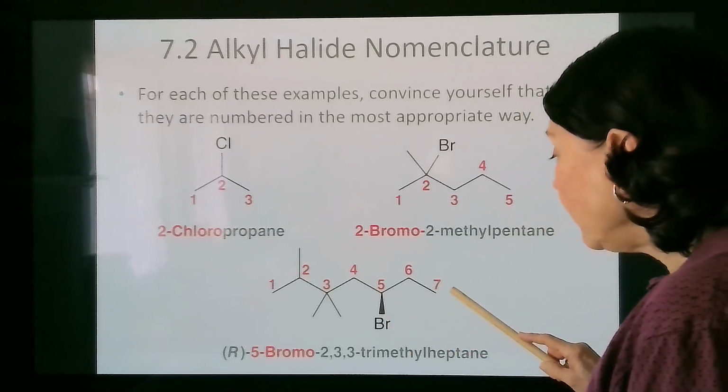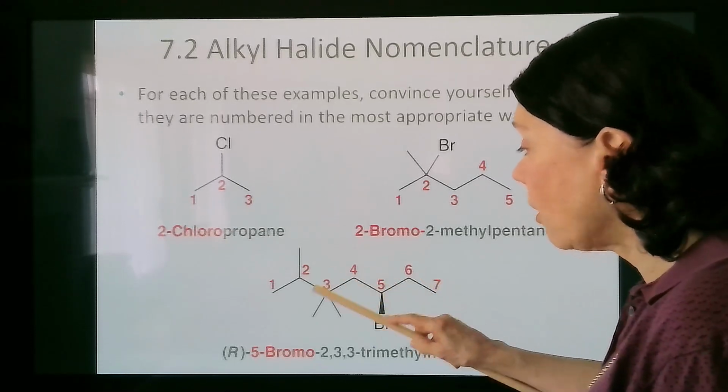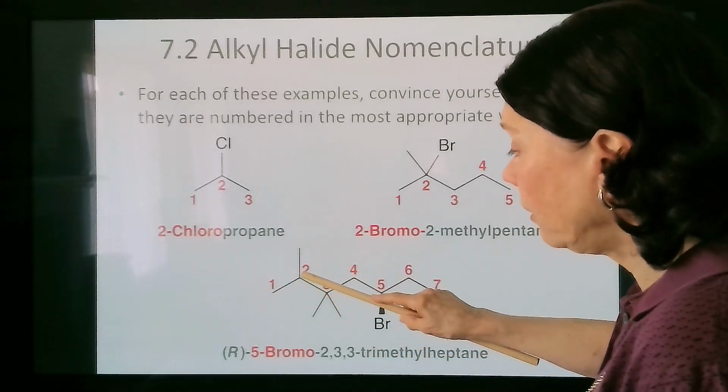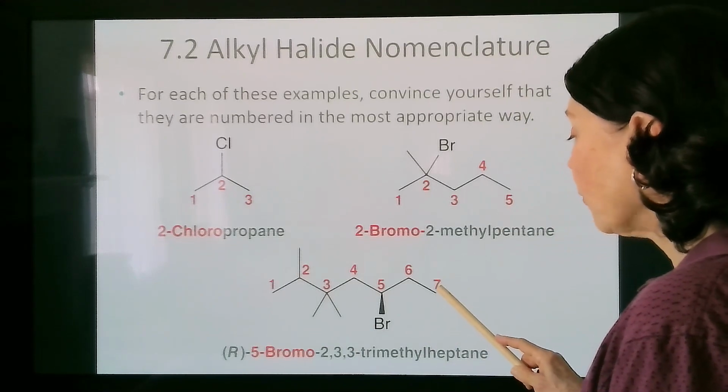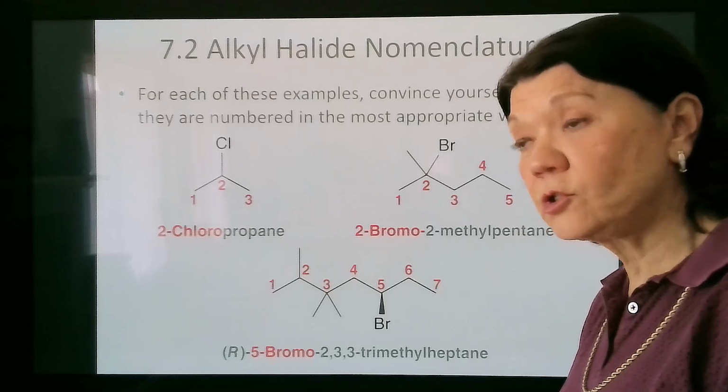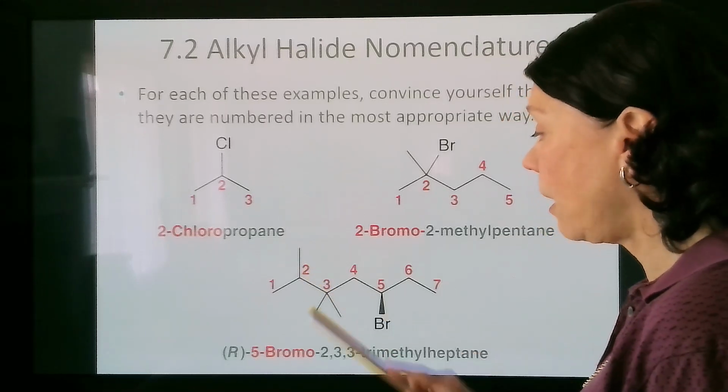And so why do you not start numbering at this end? Because going from left to right, you have a substituent at the 2 position. If you started numbering over here, your first substituent would be at the 3 position. And so you want to number it so that your first substituent has the lowest possible number.